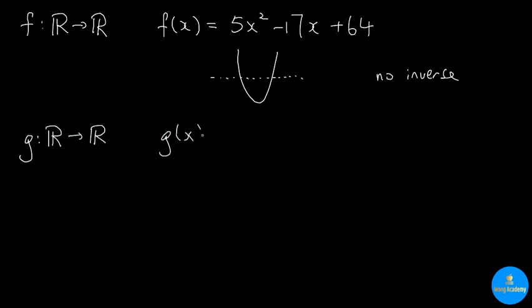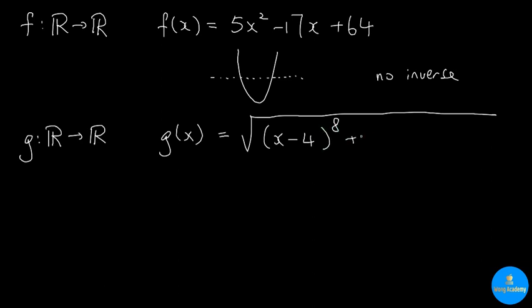g of x is equal to the square root of (x minus 4) to the power 8, plus 3 times the absolute value of x minus 4, plus 29. This time, I have no idea what the graph of this function looks like, but I'm not going to worry about it. Rather, I'm going to plug in x is 5 and x is 3 into this function and try to see what their corresponding outputs are.